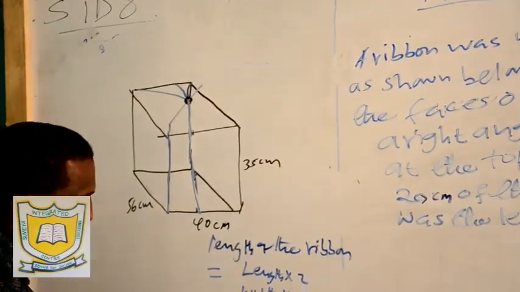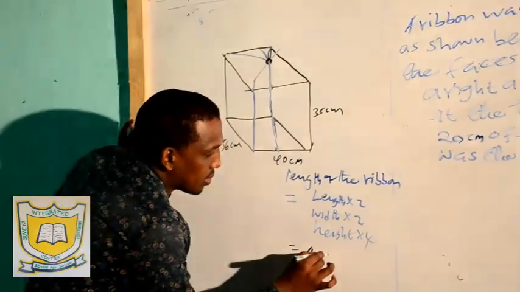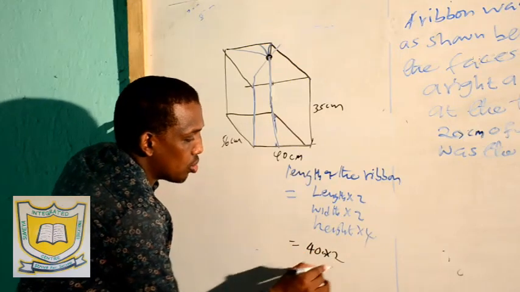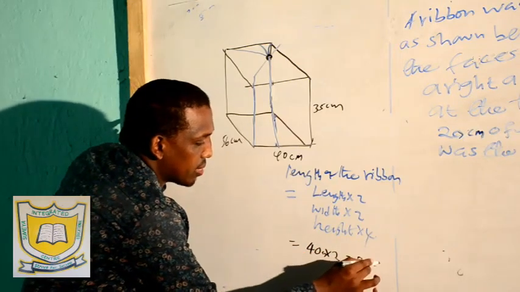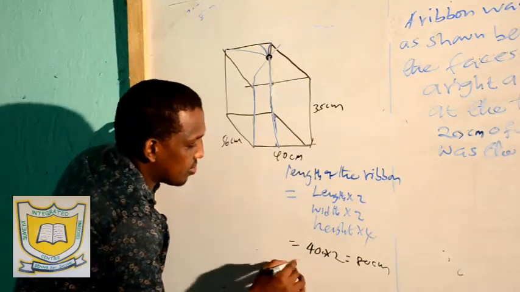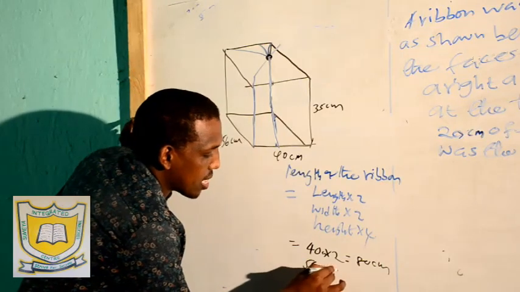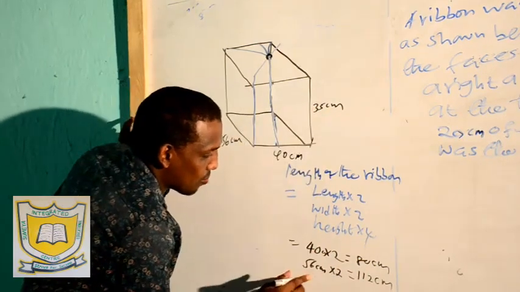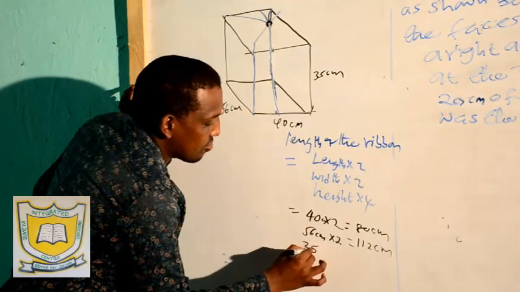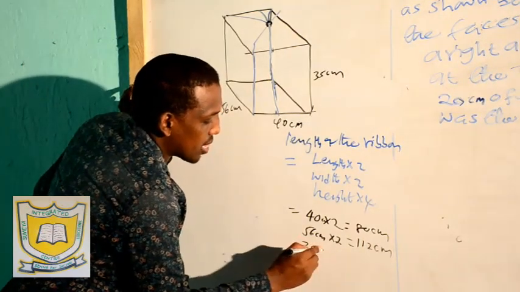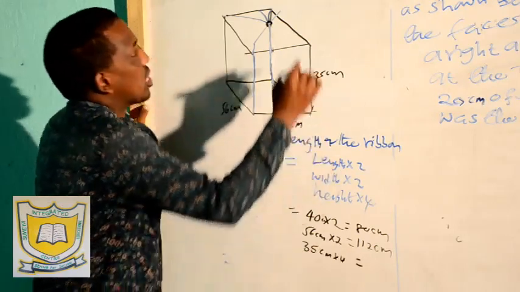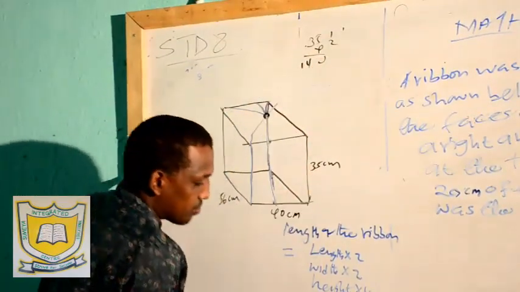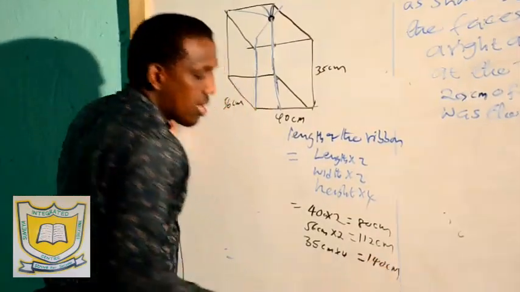So the length, which is 40 centimeters times 2, is equal to 80 centimeters. Then the width, which is 56 centimeters times 2, you get 112 centimeters. Then the height, which is 35 centimeters times 4, which is equal to 140. You get 140 centimeters. Then we add now.